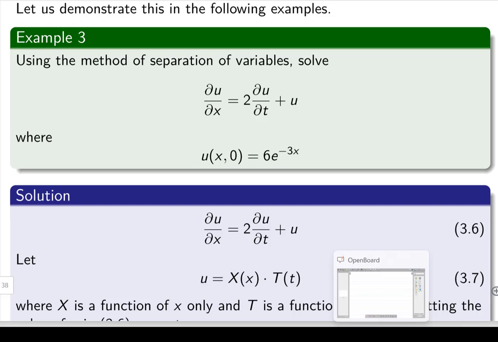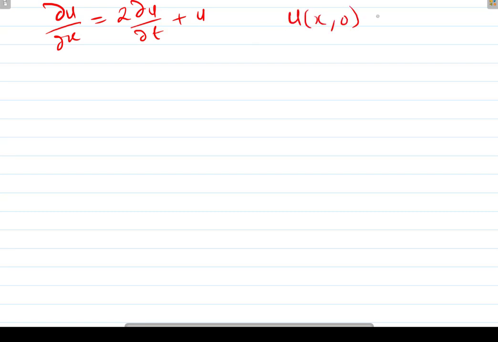All right, let me get the board here. Our partial differential equation is of this form: du/dx equals 2 du/dt plus u. This is what we are given, and then we are told that u(x, 0) is equal to 6e^(-3x). This is what we are given, a condition.